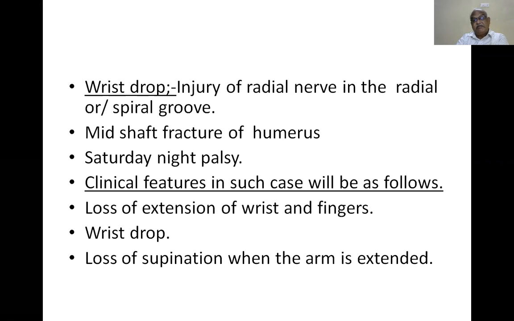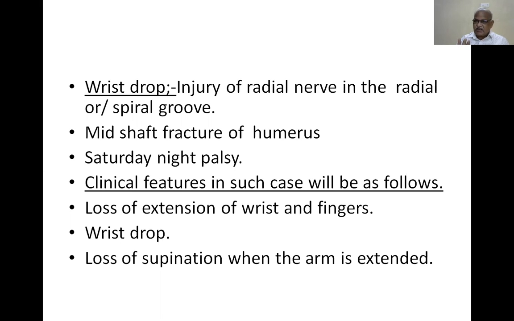The arm is extended in mid-shaft fractures of the humerus or injury of the radial nerve in the radial or spiral groove, because the nerve supply to the triceps is above that level. So loss of supination occurs only when the arm is extended. But loss of supination does not occur when the elbow is bent, because the triceps muscle action is there.